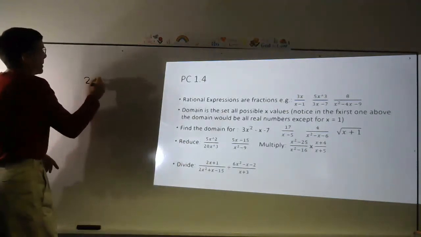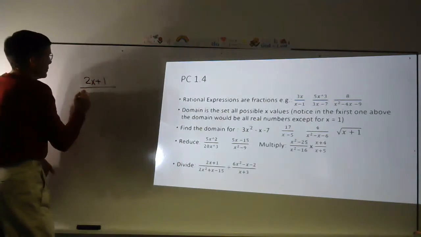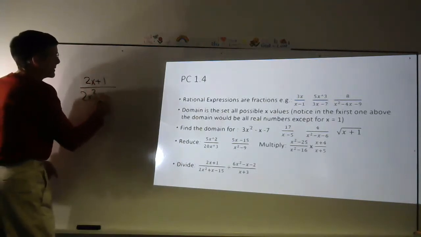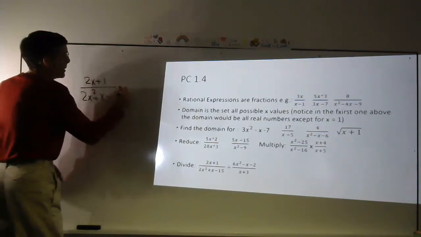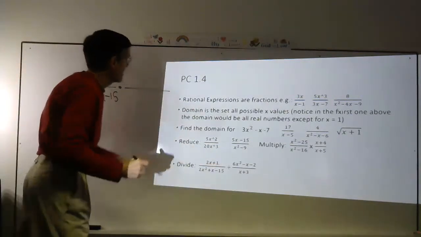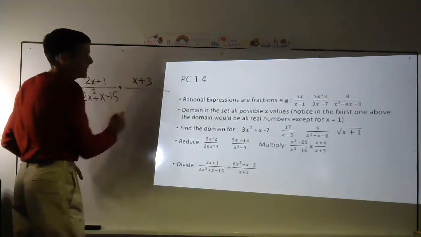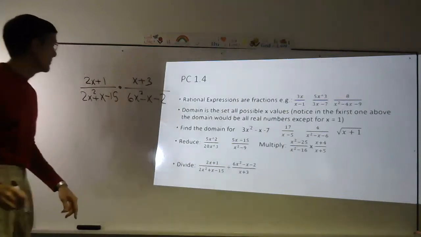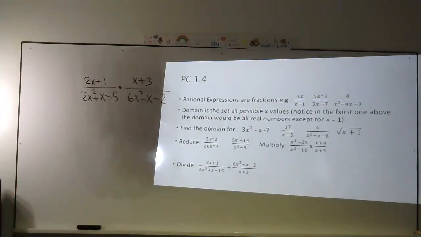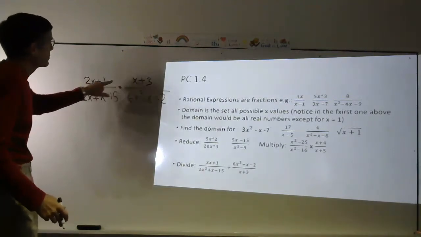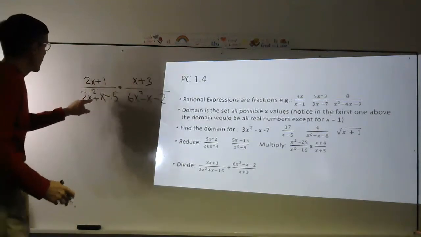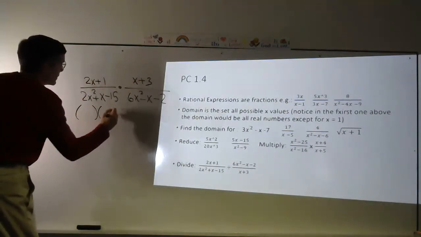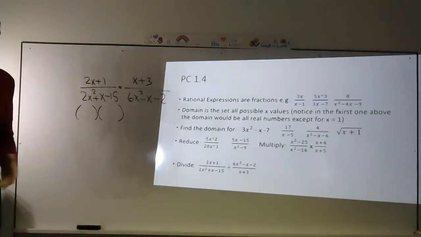It's 2x plus 1 over 2x squared plus x minus 15. Make it multiplication and flip that guy. X plus 3, 6x squared minus x minus 2. Okay? Hopefully you can all see that. Factor first. This is already factored. This is already factored. I need to factor this guy. There's nothing common. It's not the difference of two squares.